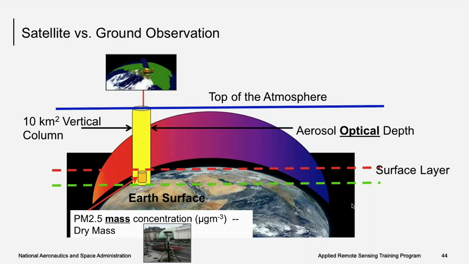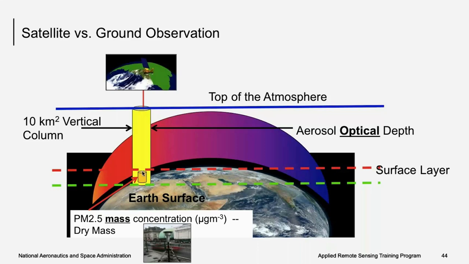What you see here are PM2.5 measurements which are sitting at the surface of the Earth. It's a dry mass concentration of particles less than 2.5 micron in aerodynamic diameter, and it represents the aerosol concentration in the surface layer. Whereas the satellite is making measurements for the entire column of the atmosphere, from the surface to the top of the atmosphere, but it also has a horizontal resolution. In the case of MODIS, it's about 10 by 10 kilometer, so it has a much larger area-averaged value as compared to the point measurement for PM2.5.